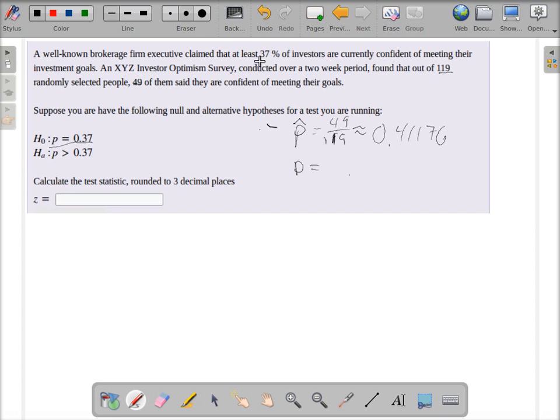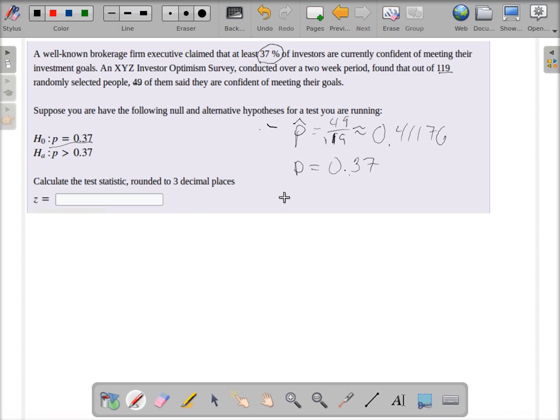have to go back to the original problem and find either what we're calling the population proportion or the proportion that we're assuming to be true. So in this case, we're assuming 0.37 is the proportion that is true.